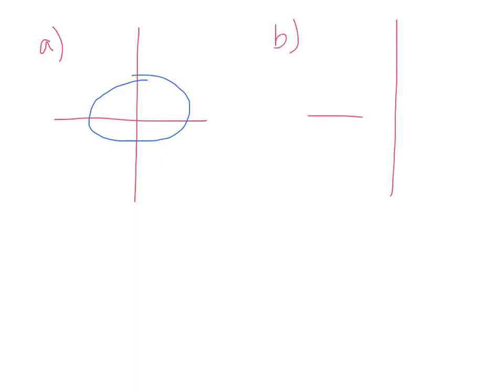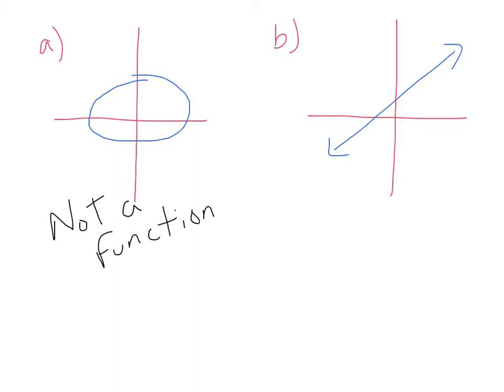So let's look at a couple of just sketches of some graphs. There's one. And here's another one. So if we look at the graph in A, does that graph represent a function? And the answer is no. This is not a function, because I could pick out several vertical lines that are going to intersect the graph in two different places. If the vertical line crosses it more than once, not a function.